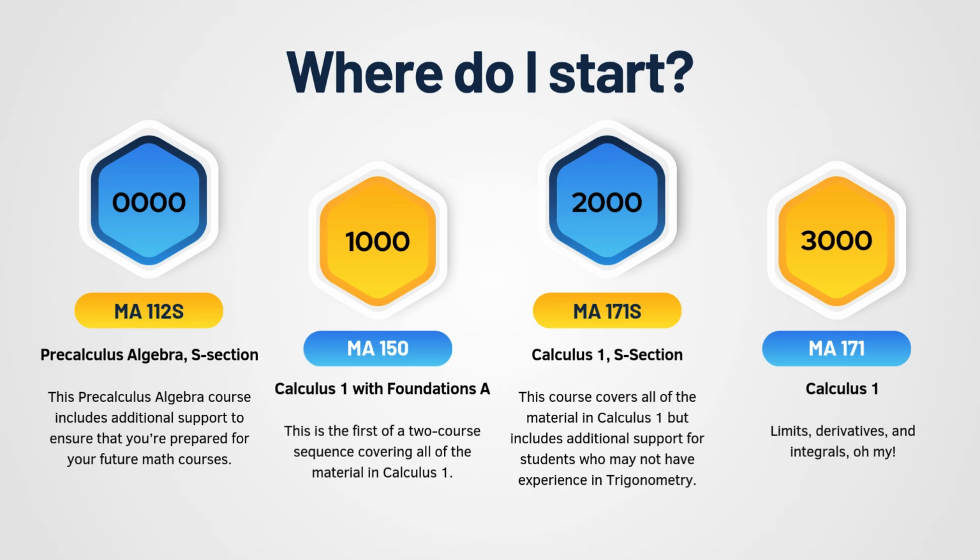If you have placement level 0, you should begin in MA 112S. That's Pre-Calculus Algebra S section. If you have placement level 1000, you can begin in MA 150, Calculus 1 with Foundations A. If you have placement level 2000, you can begin in MA 171S. That's Calculus 1 S section. And if you have placement level 3000, you can begin in MA 171, which is Plain Calculus 1.